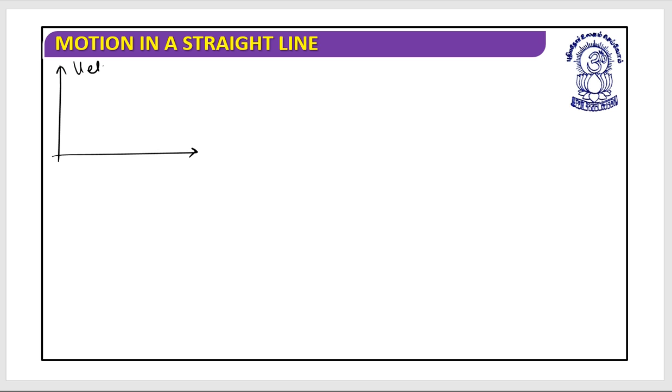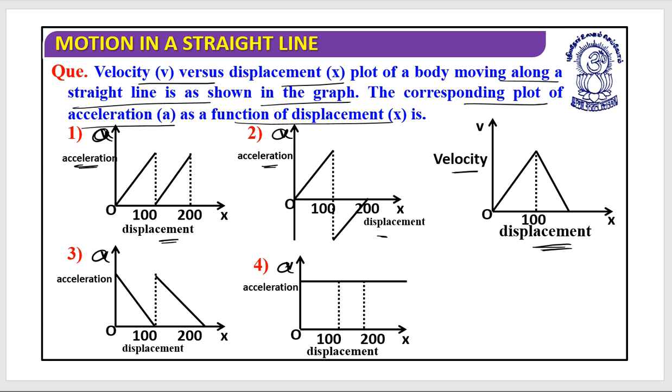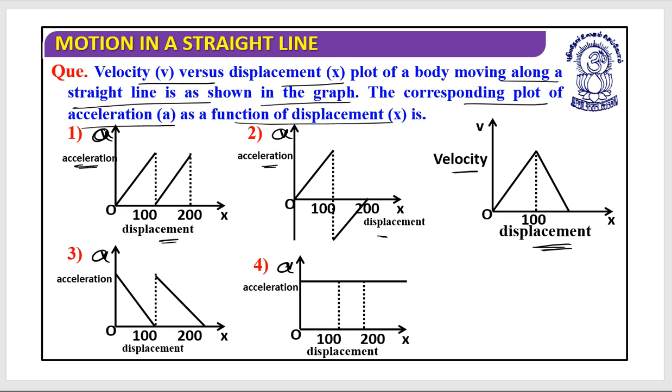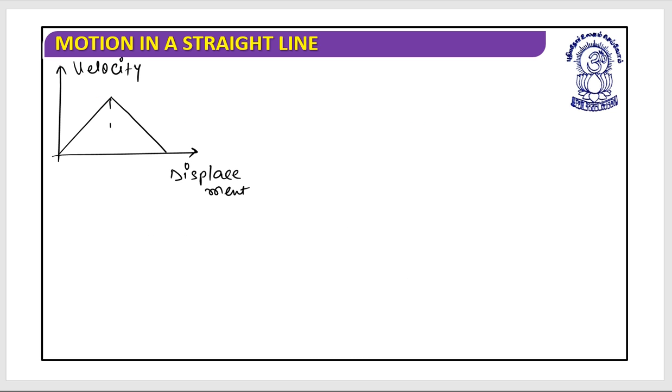This is velocity and this is displacement, and their graph looks something like this, and this is 100. Now I need to go to the a versus x graph.